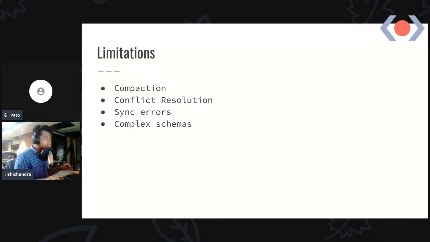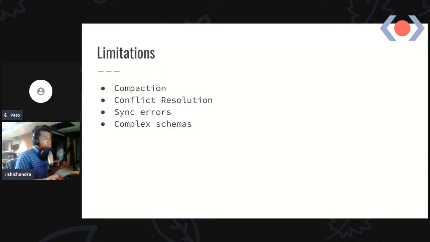Next, there are sync errors. Since the application talks only to RxDB, we don't know if there are errors in the sync between RxDB and Postgres. The user might never know, and the sync might keep failing without any information to the user, which is obviously bad, and the patterns have yet to be figured out for this.